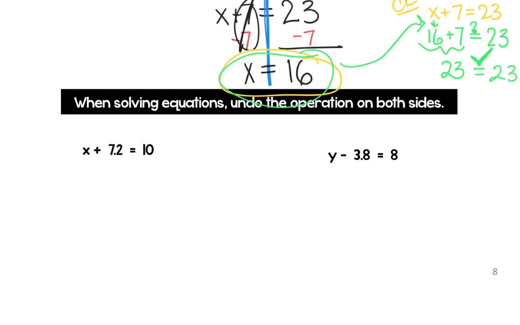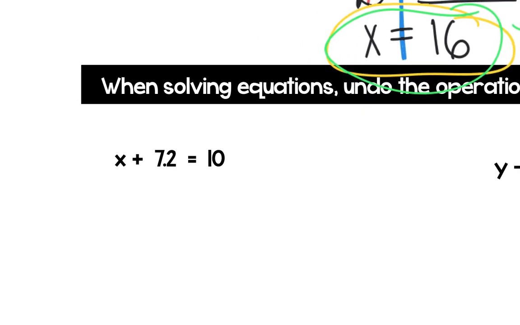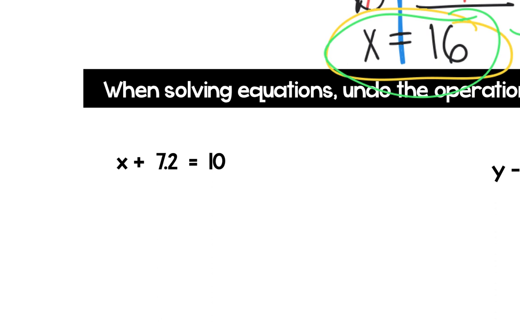So when we're solving equations, we're going to undo whatever operation is happening to the variable on both sides. Let's start with this equation right here, x plus 7.2 equals 10. The first thing that I'm going to do is draw a line down the equal sign. That's just going to remind me of either side of that balance scale. So I'm going to look, here is my variable x. What's happening to x is we are adding 7.2. So we want to undo adding. The opposite of adding is subtract.